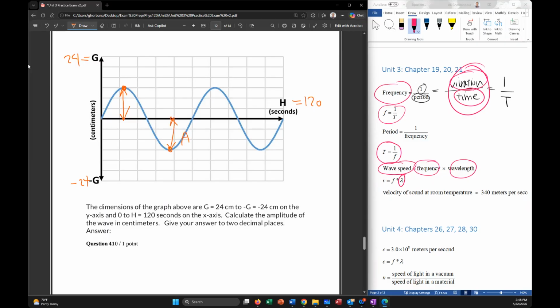Okay, so how can we find the amplitude? We know that from here to the top is 24. This is one, and then from here to here is another one. Yes, okay, 1 2 3 blocks, 1 2 3 blocks. So it means that they are the same. From here to here is 2 amplitudes. So it means that the amplitude is going to be 12 centimeters.